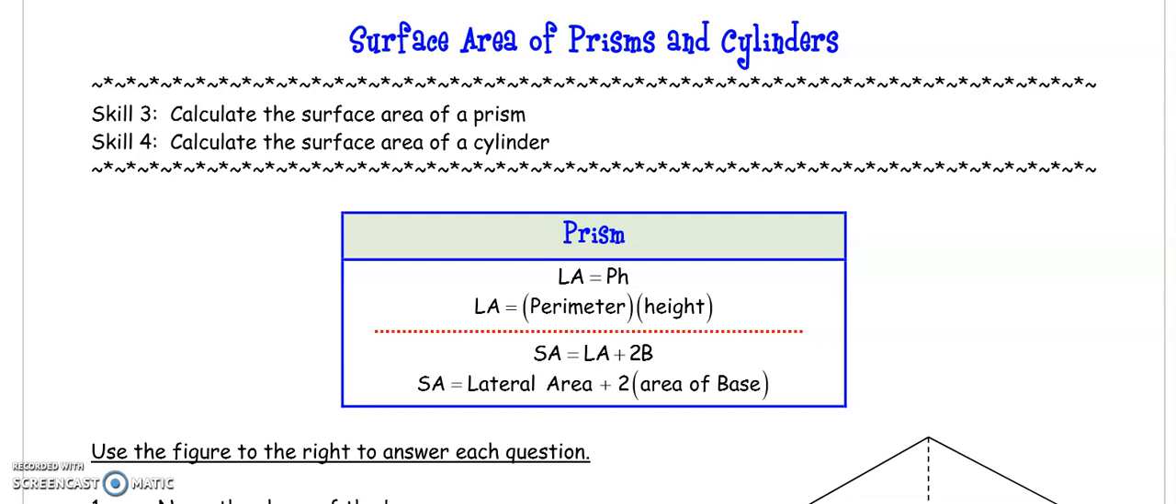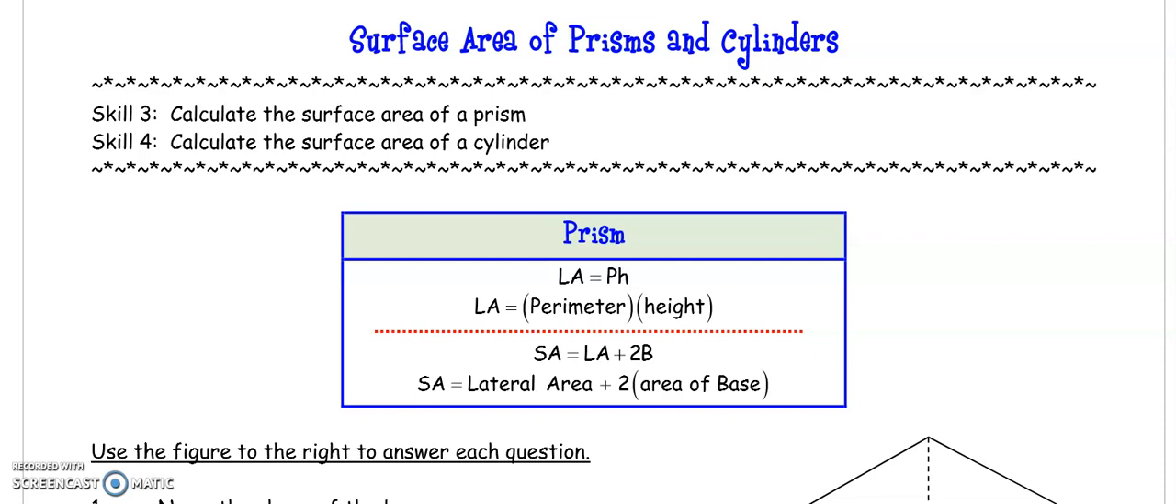Today we're going to talk about the surface area of prisms and cylinders. So keep in mind when we talk about surface area, we can break that down into lateral area and surface area. Lateral area is just the area of the faces. Surface area, we include everything that we can touch. So we take the lateral area and we add on two bases.